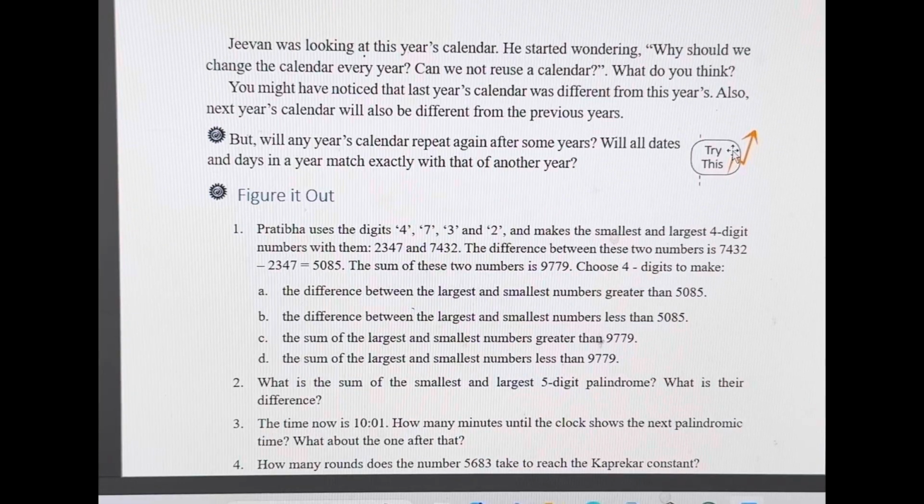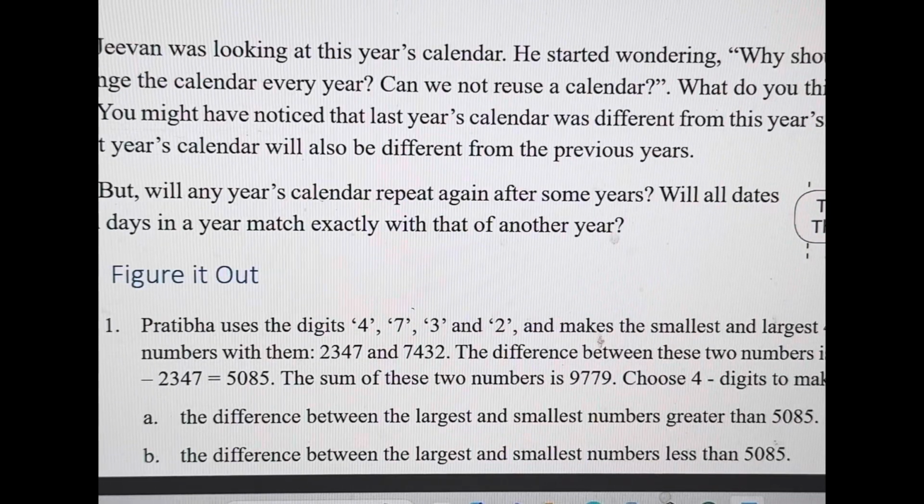Now Jeevan was looking at this calendar. He was wondering, why should we change the calendar every year? Can we not reuse a calendar? What do you think? You might have noticed that last year's calendar was different from this year's. Also, next year's calendar will also be different from the previous. So why does this happen?